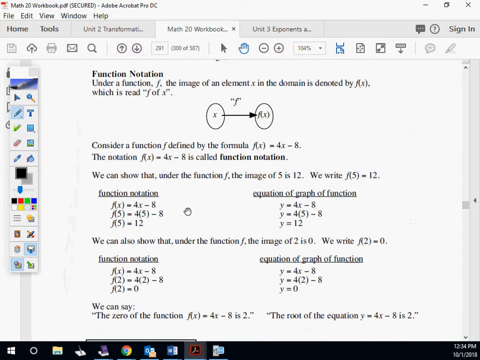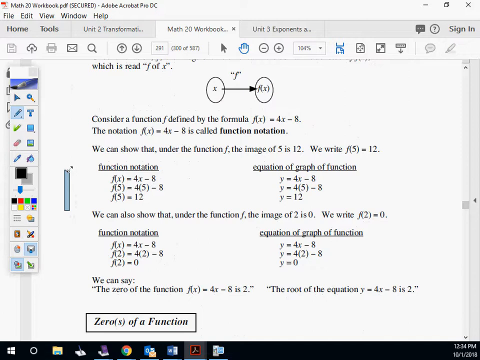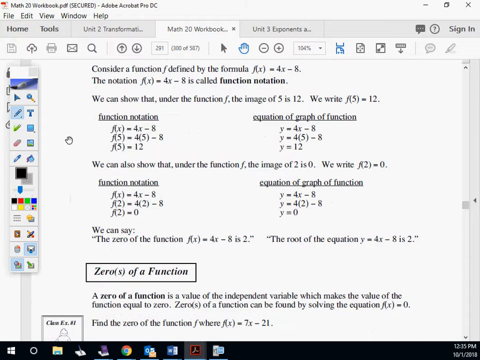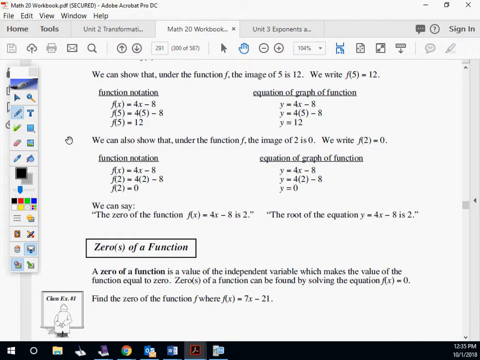Okay? So that just means, for example, if I say f of x is 4x minus 8, that's function notation. It's saying the function of x is 4x minus 8. And so the different ways you can plug this in, this stuff is review, so that's why I'm just kind of skimming through it. f of x is 4x minus 8. So what is f of 5? That means we put 5 in for x. So f of 5 is 12. So the point (5, 12) is on that function. Okay?